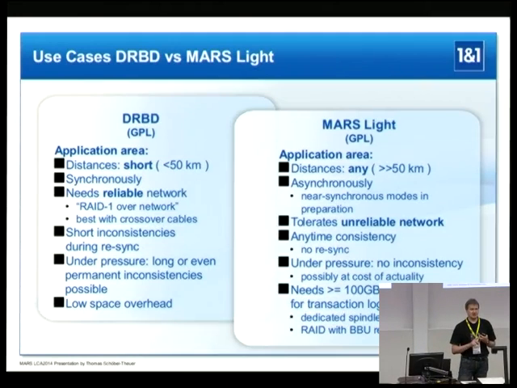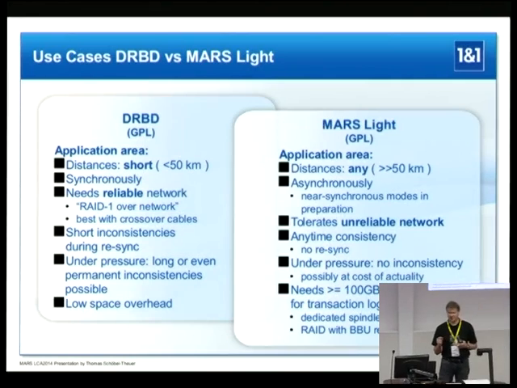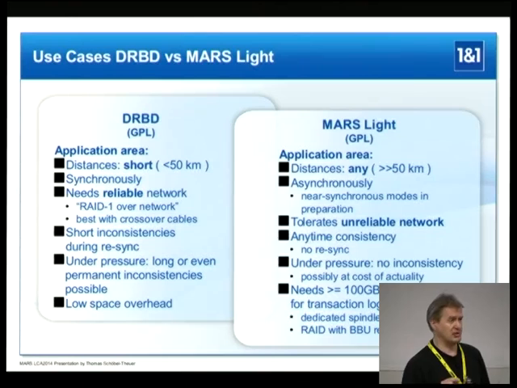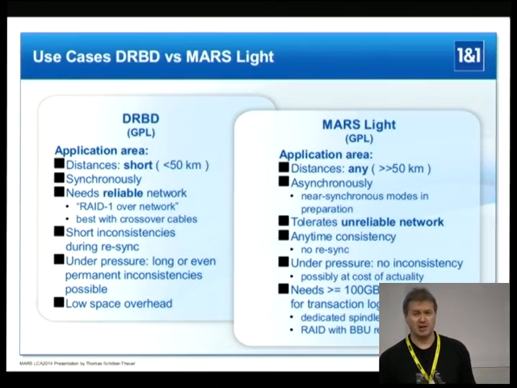And this bitmap is the main difference to Mars. If you just compare the last line here, low space overhead, Mars uses transaction log files for recording every write operation, but it records the writes in the exact same order as actually occurring on the device. That's the main difference to DRBD. The bitmap uses less space, but it does not record the order of operations. That's the central difference.